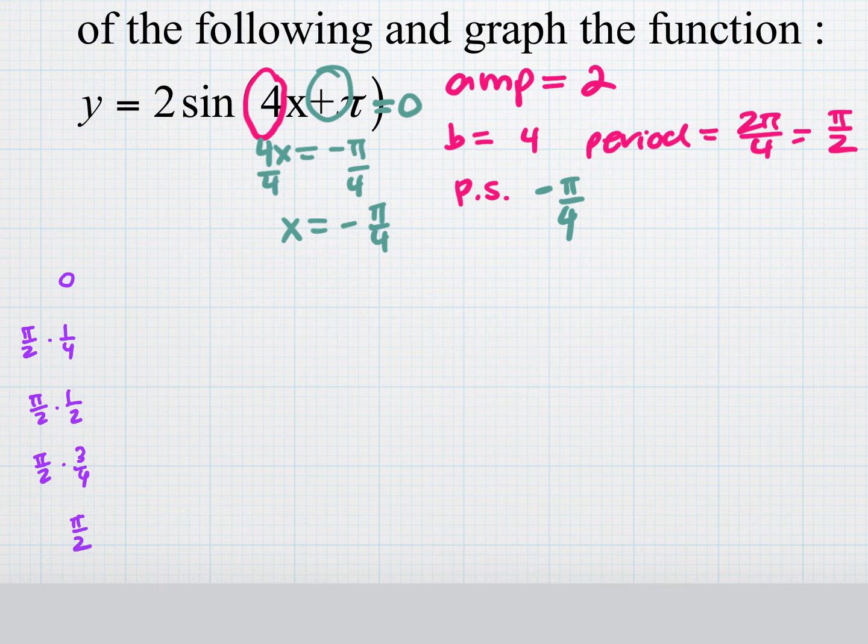So I first simplify all these. So this would stay 0. This would be pi over 8. This would be pi over 4. This would be 3 pi over 8. And this would be pi over 2. Now, if there was no phase shift, those are my key points. But the phase shift is there, and it's negative pi over 4. So to all 5 key points, I am subtracting pi over 4.